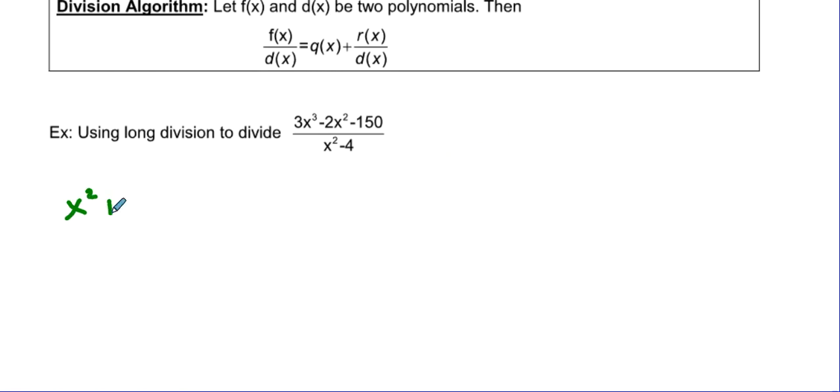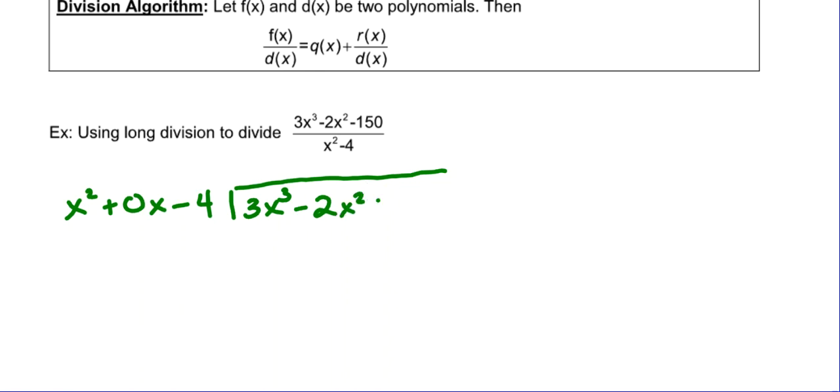So I have x squared minus 4, but I'm missing the middle term here, the x. I need a placeholder there, so I'll put 0x, minus 4. And then over here, I need to put a placeholder in for the x because I don't have an x term. So when I write it, I'll put a 0 there. 3x to the 3 minus 2x squared plus 0x minus 150. And then over here on the side, this is where I do some thinking as I'm working along.